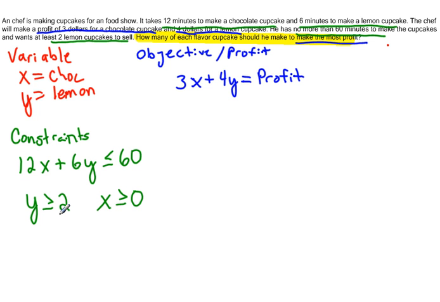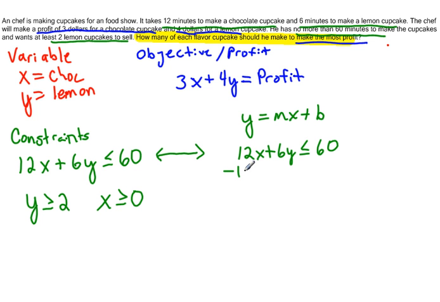Alright, next step is to graph these constraints. But before we graph them, we need to rewrite this one into slope-intercept form. So we want it written in the form y equals mx plus b. To do that, we're going to start with the form that it's already in: 12x plus 6y is less than or equal to 60. We're going to subtract 12x from both sides.